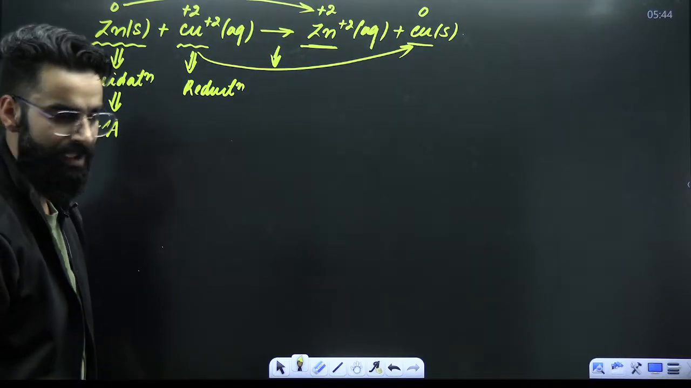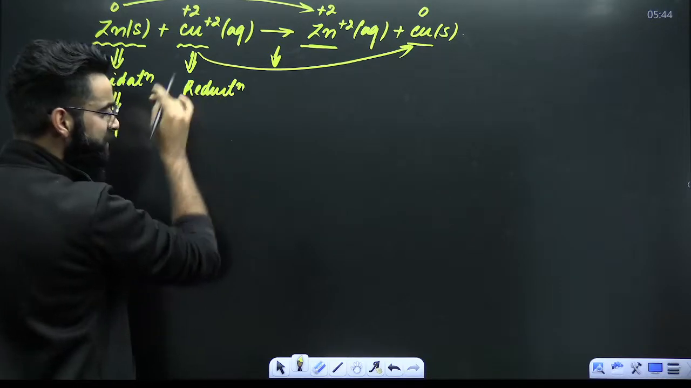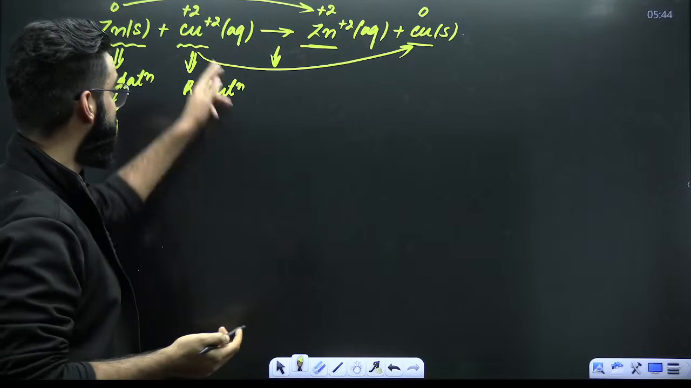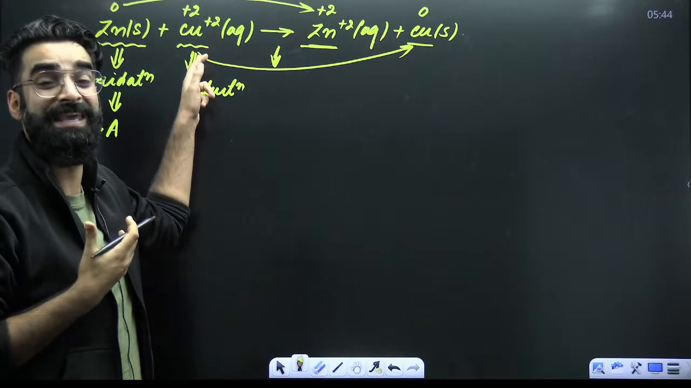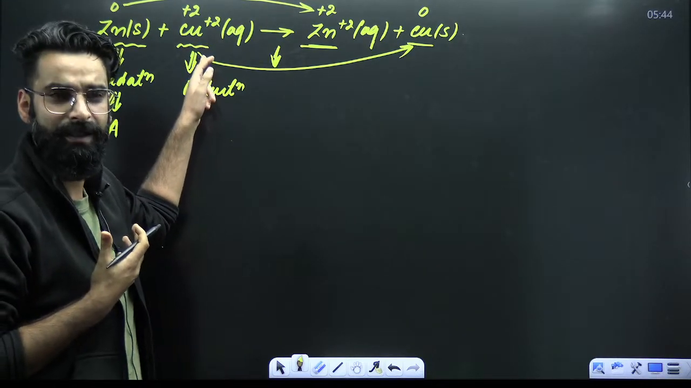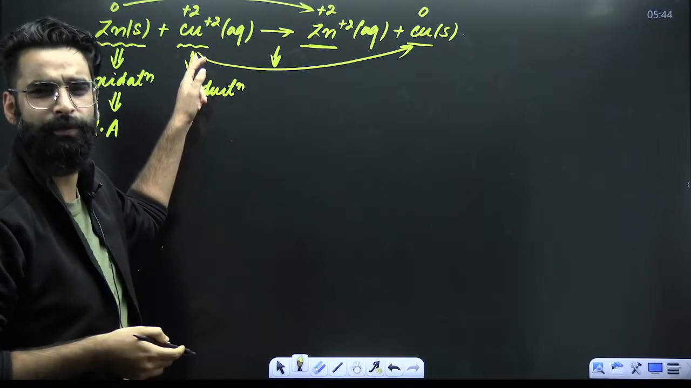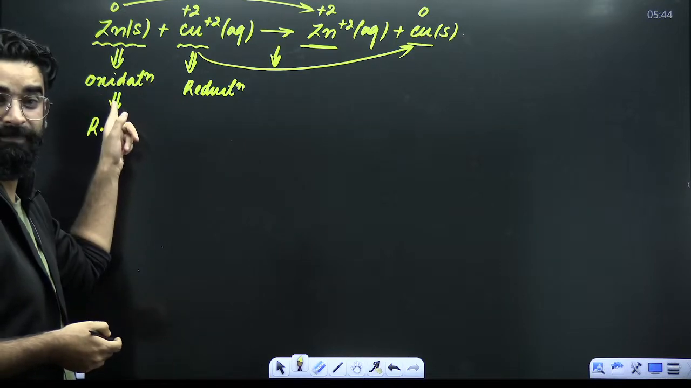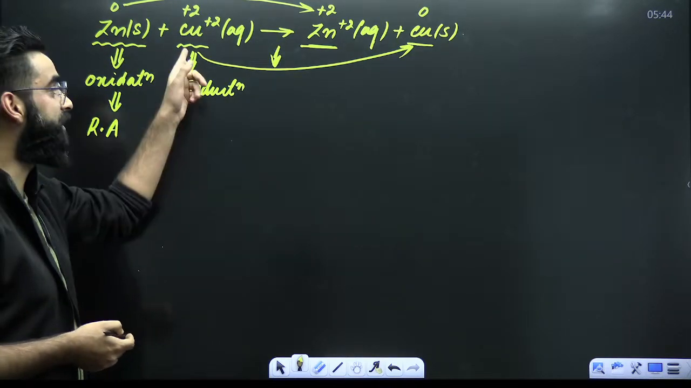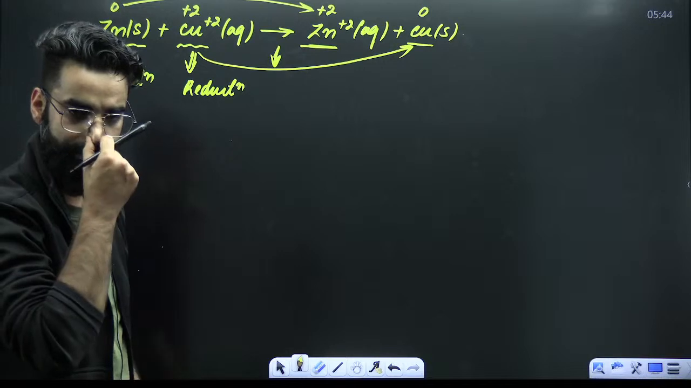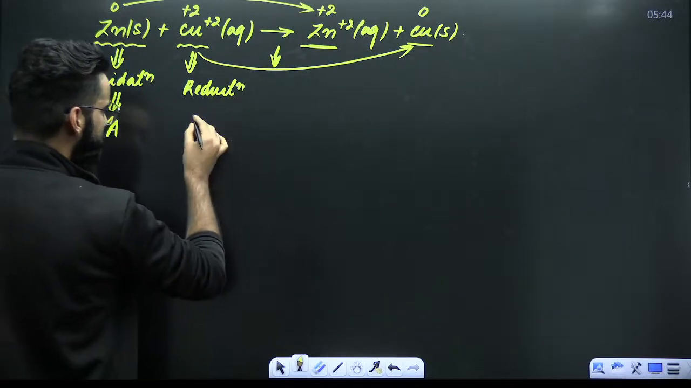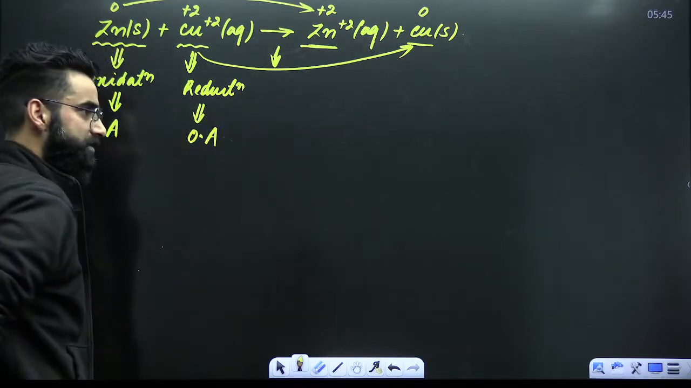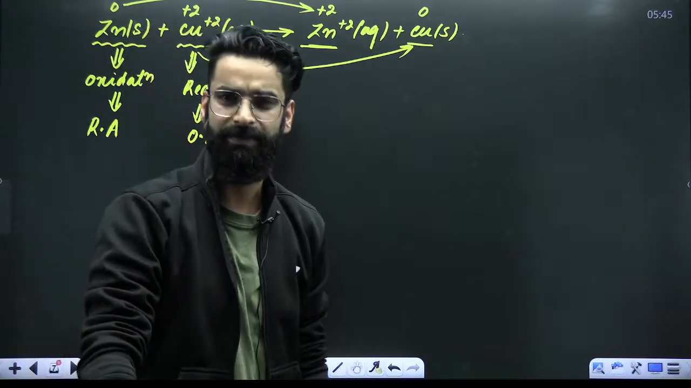And my dear students, that particular species which undergoes reduction will be involving gain of electrons. So I would say this copper dipositive will be gaining certain electrons, right? Now you must be thinking from where those electrons are going to come. Those electrons are going to come from the zinc, which is undergoing oxidation. Zinc is losing electrons and copper dipositive will definitely be gaining electrons, right? And dear students, that particular species which undergoes reduction is something which you call the oxidizing agent. I hope this is clear to everyone.